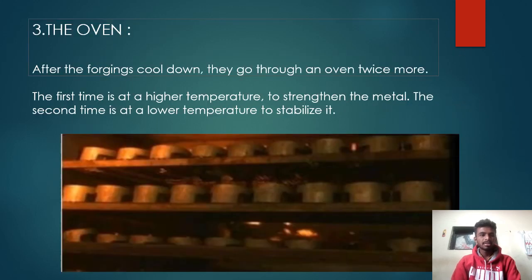Next, the third process is the oven. After the forging cools down, it goes through an oven twice more. The first time it is at a higher temperature to strengthen the metal. The second time it is at a lower temperature to stabilize it. These are pictures of the oven.